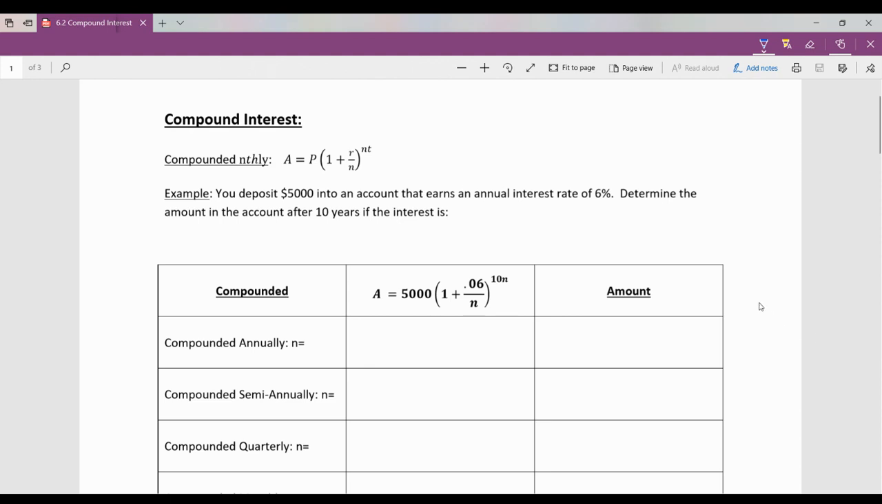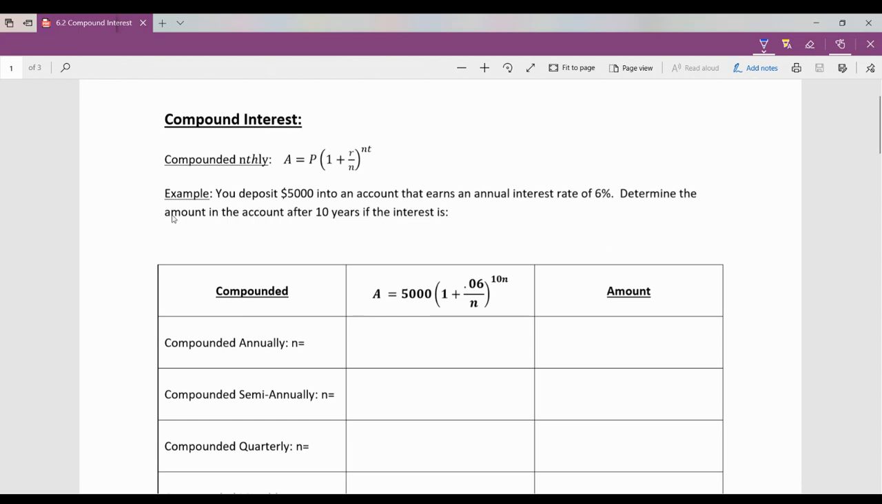Guys, so today we're going to talk about compound interest. This is an application of exponential functions. This is actually how they find how much interest you earn per month, whether it be for a credit card or a savings account or something like that. So compound interest is where they use different types of values to calculate that interest.